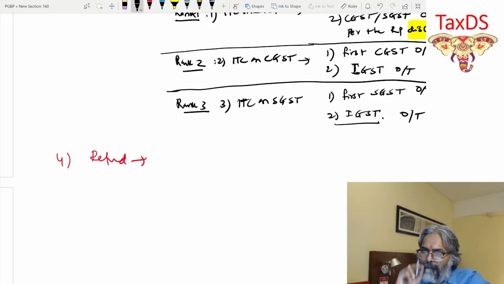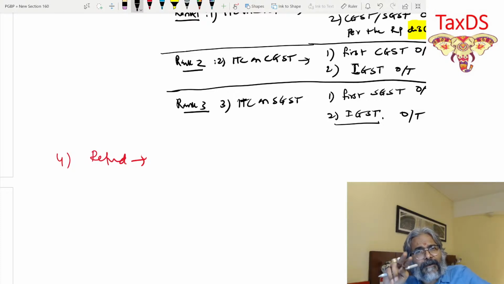Is the balance, just the way we have discussed about the electronic cash ledger, whatever balance deposit is there in the electronic cash ledger, can that be refunded? And the answer is yes. It's like a bank account. You have put the money therein. Now you no longer happen to use it. So can you do a refund? And the answer is yes.